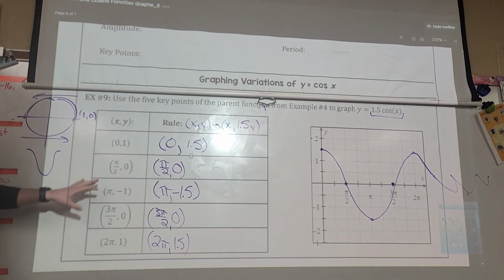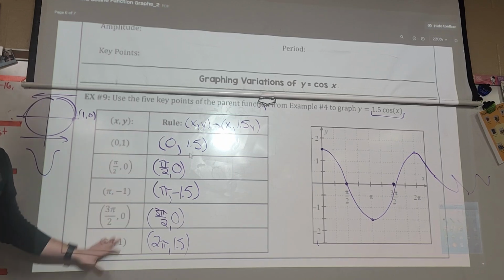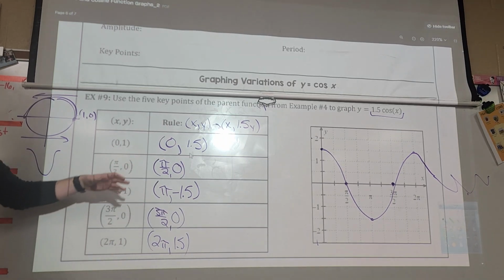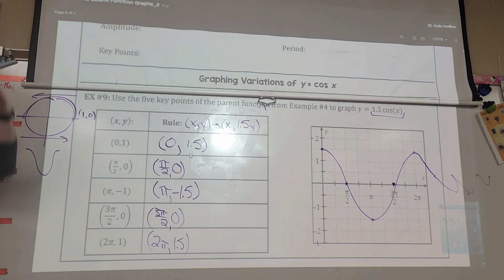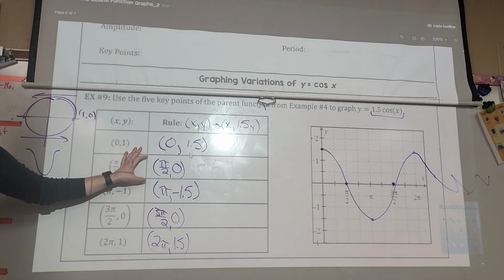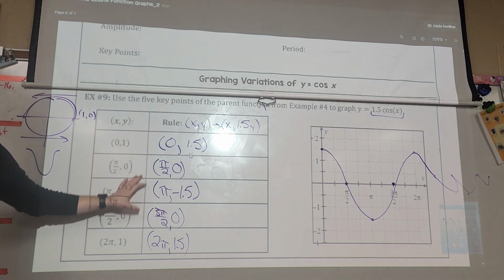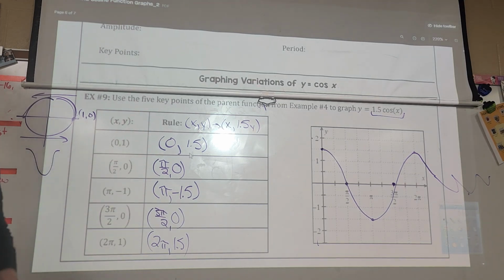Again, if you see a lot of these and they want you to graph this, do you have to make this chart? Could you just take your normal cosine like this and go from 1.5 to negative 1.5? Of course you can. But I'm showing you why. Because once we get to the ones with shifts, it's going to be important to know this process. Does that make sense? It's going to make life a lot easier to know this process.